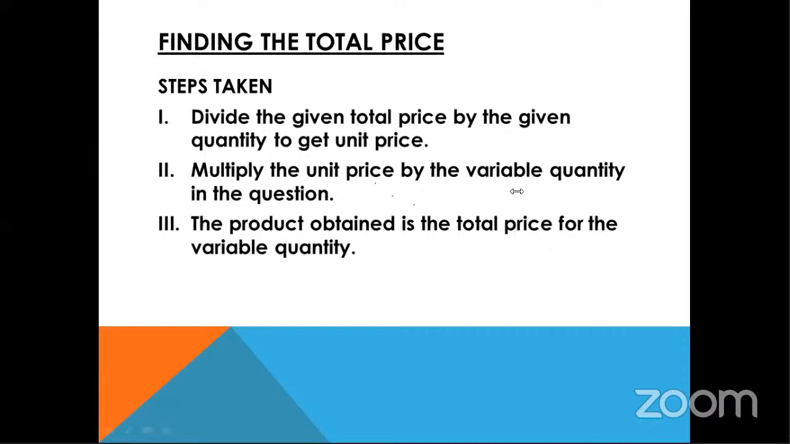The product obtained is the total price for the variable quantity. Yes. So when you multiply in number 2, the product that you have got is the answer you get after multiplying. That product now gives you the total cost that we are looking for. Because the variable quantity is the quantity that they have asked you to find. So when we multiply the quantity that they have asked us to get, that's what we call the total price of what you have bought.